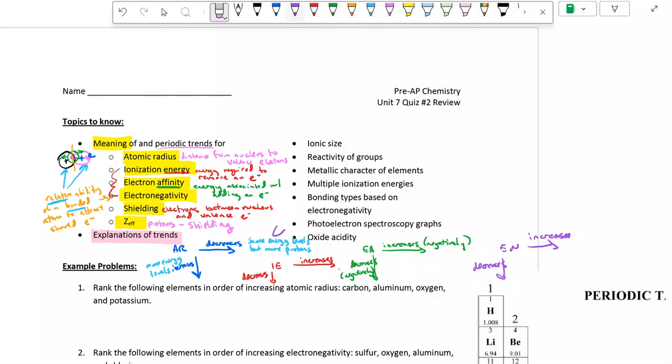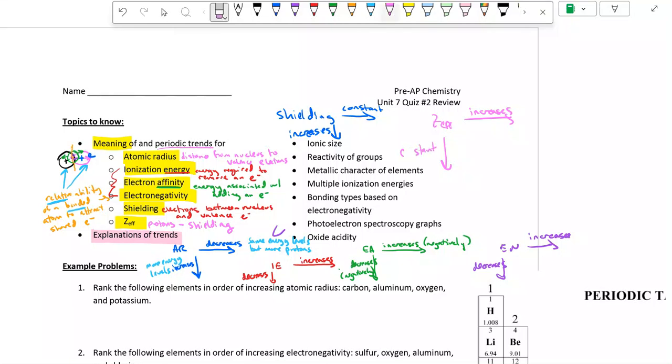Okay. As far as shielding goes, trend-wise, shielding across the periodic table stays pretty constant. And down the periodic table, it definitely increases because you have more and more layers, and so you have more and more stuff in the way. And then Zeff across the periodic table increases. That's because the protons are getting bigger and bigger. And down the periodic table, it stays relatively constant.